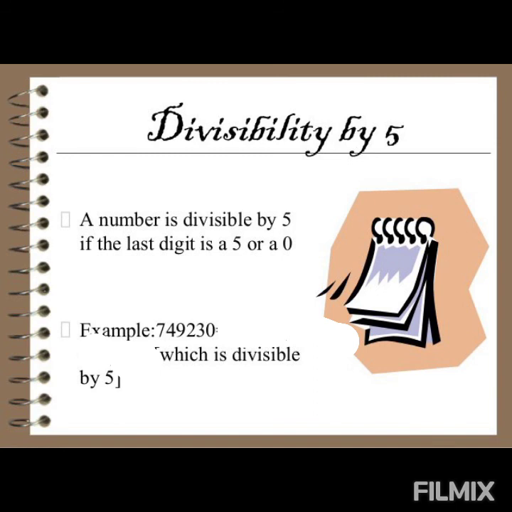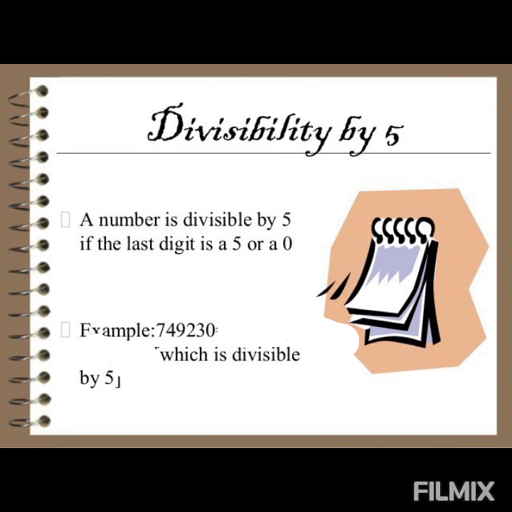Divisibility rule for 5. A number is divisible by 5 if the last digit is 5 or 0. अगर किसी भी given number का last digit 0 या 5 होता है, last digit means here that is the digit at ones place. If the ones place digit is 0 or 5, then the number is divisible by 5.